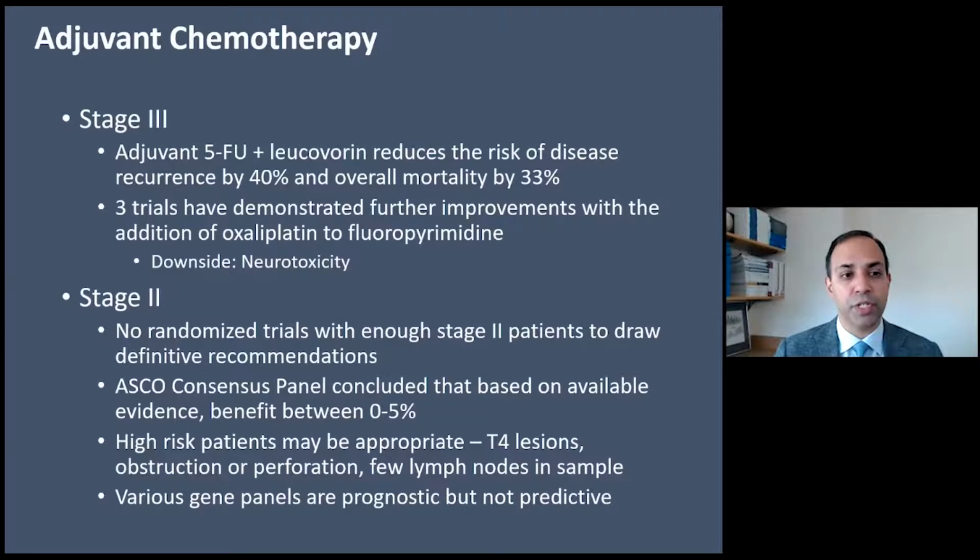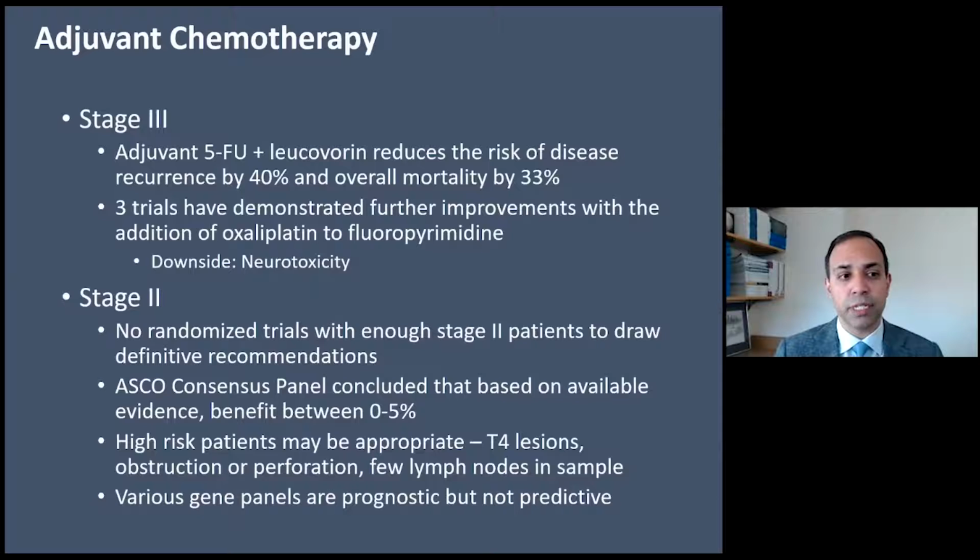3 trials have demonstrated further improvements with the addition of oxaliplatin, another chemotherapeutic agent, to this fluoropyrimidine backbone for patients with stage 3 disease. The largest downside with the addition of oxaliplatin is neurotoxicity, and patients do face the risk of developing longer-term peripheral neuropathy.